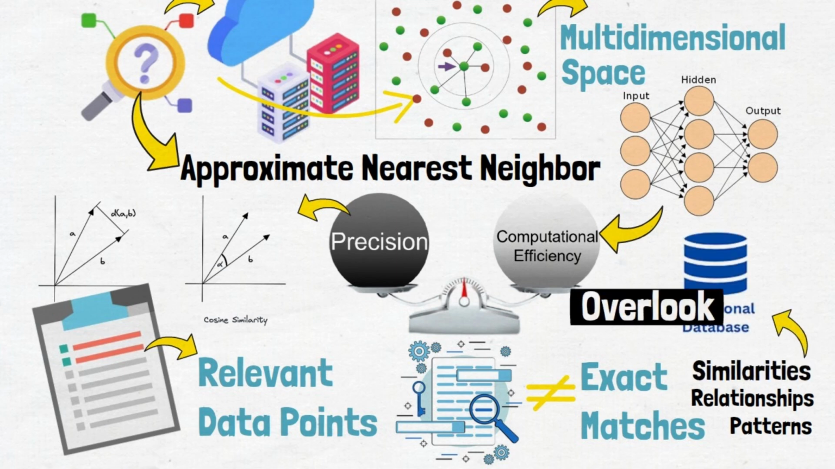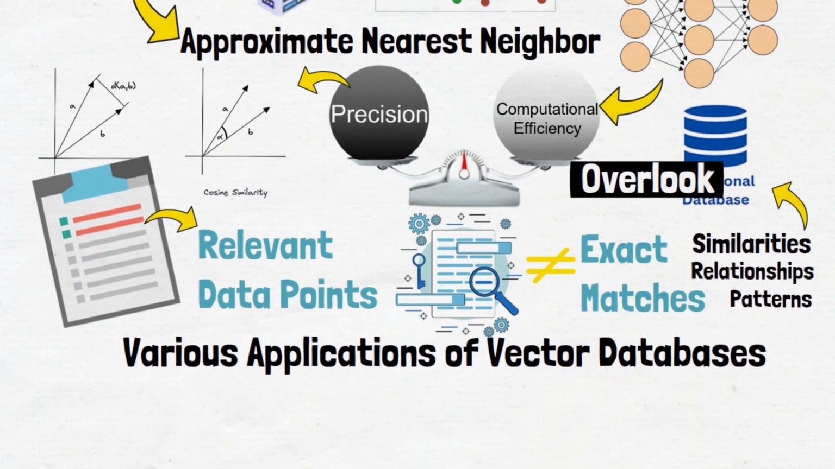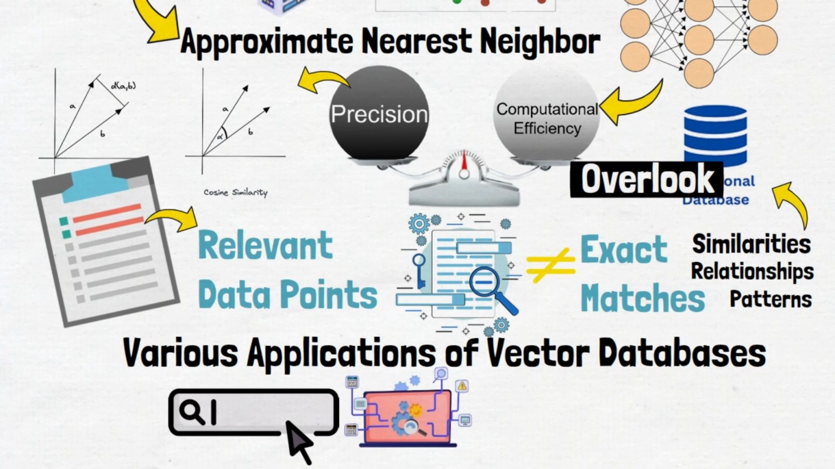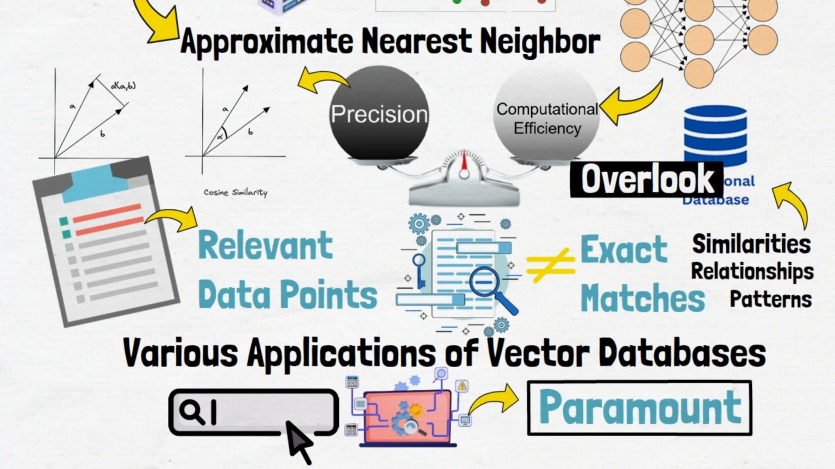This capability allows vector databases to excel in applications ranging from recommendation systems and search engines to anomaly detection and beyond, where understanding the nuance and context of data is paramount.